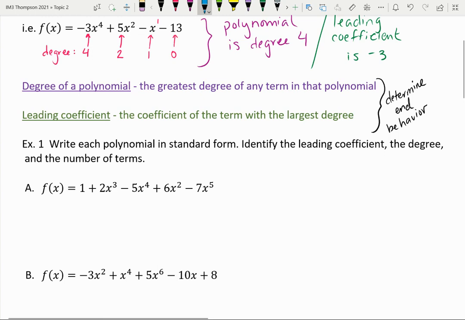So the first goal here is to rewrite this polynomial function. And when I do that, I need to write it in standard form. So for standard form, I'm looking for which term has the highest degree, and then I'm going to write them in that order. So I'm going to slowly break down the first one. I'm going to write the degree on top of each one. So if I have just a number with no variable, that's degree 0.